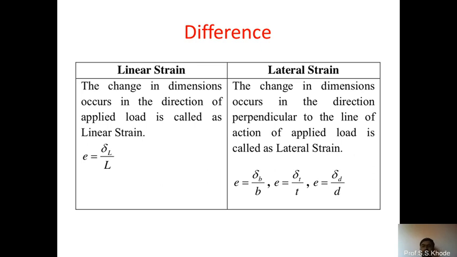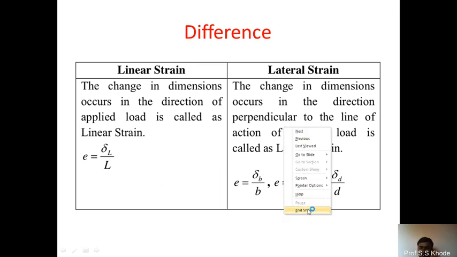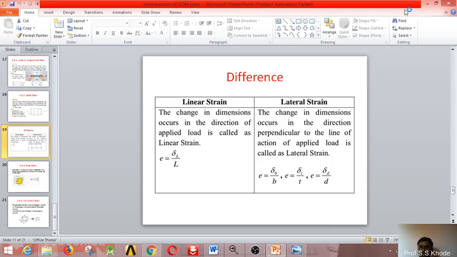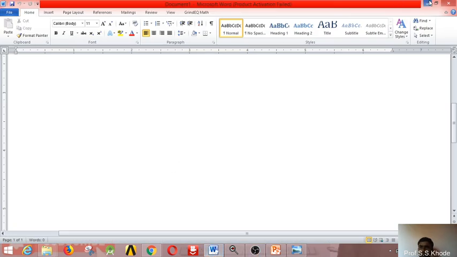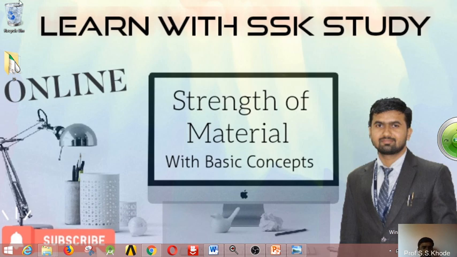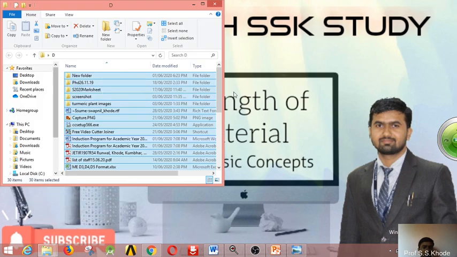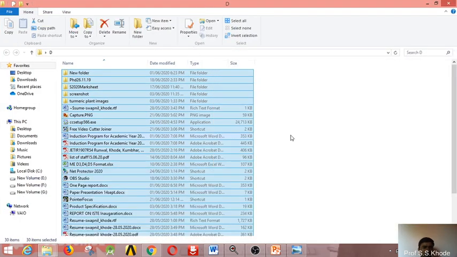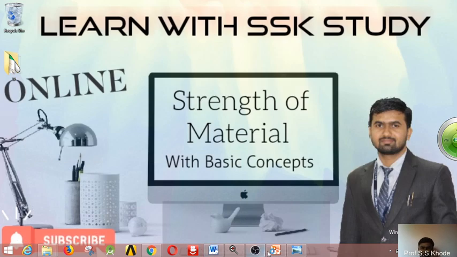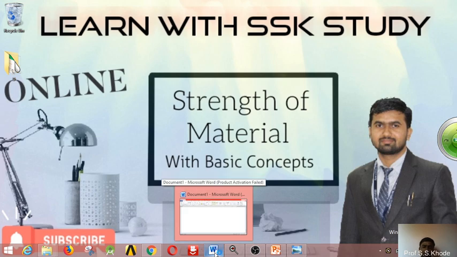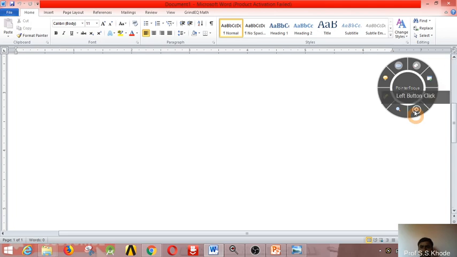In a simple way, let me show it with the help of a diagram. Let us see that particular concept of lateral strain, what actually lateral strain is and how we will use it next.